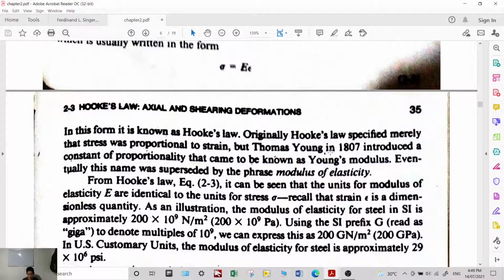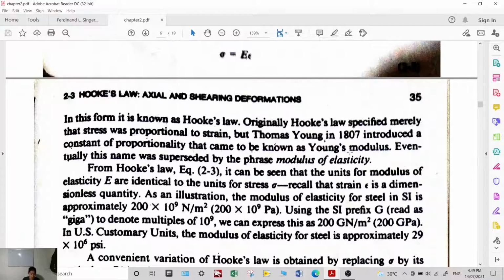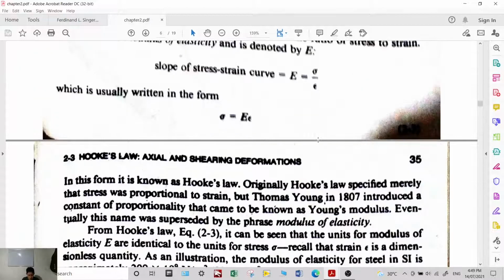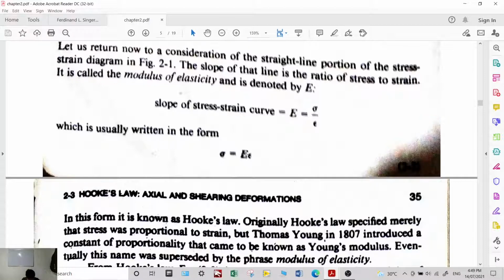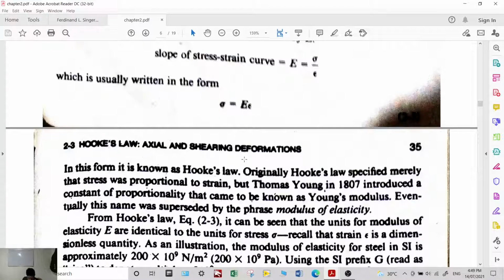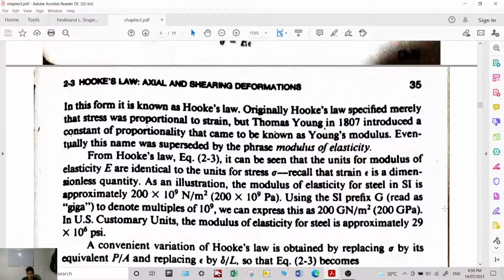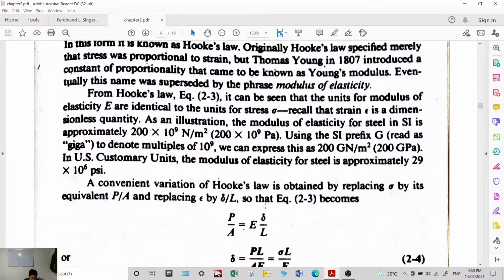Sometimes it is called the Young's modulus. So the value of this E, or the Young's modulus or modulus of elasticity, has the same units as stress because your strain is dimensionless. So usually for steel, the modulus of elasticity is 200 times 10 to the 9 Newton per meter square or 200 gigapascal.